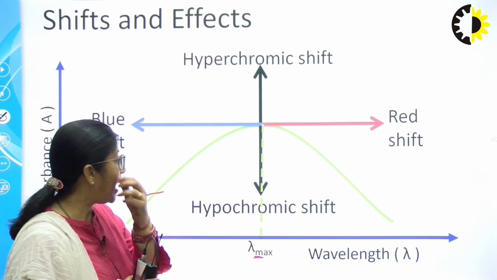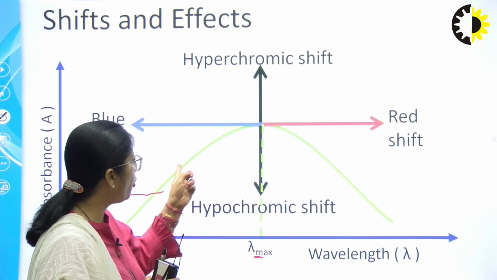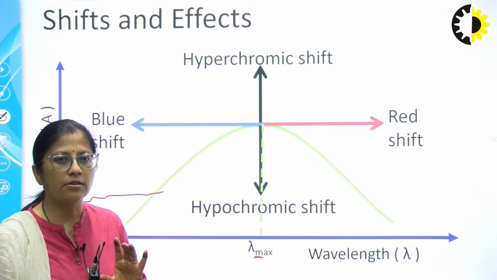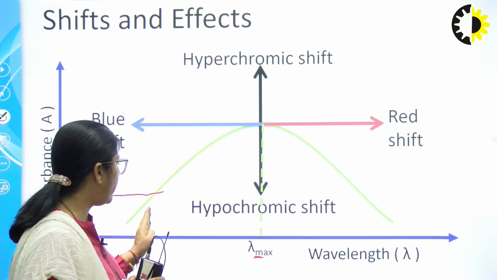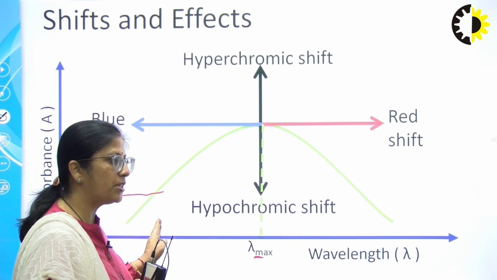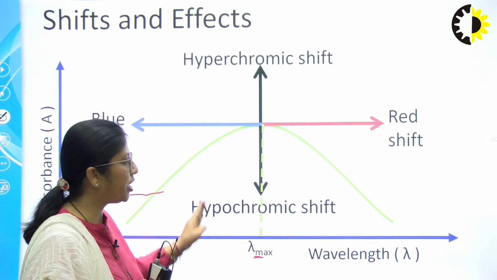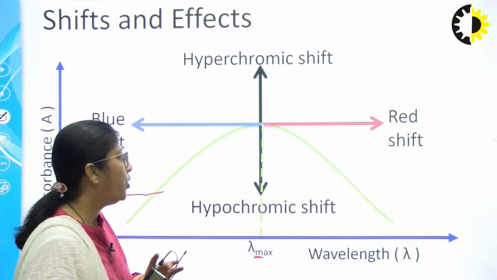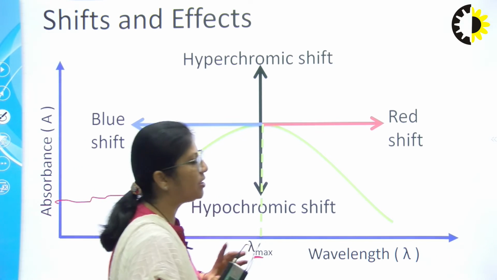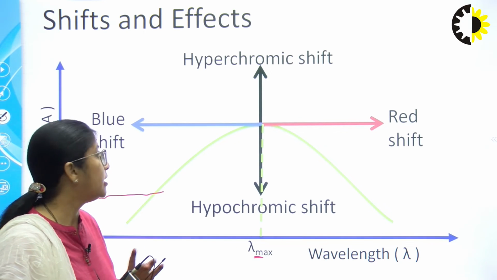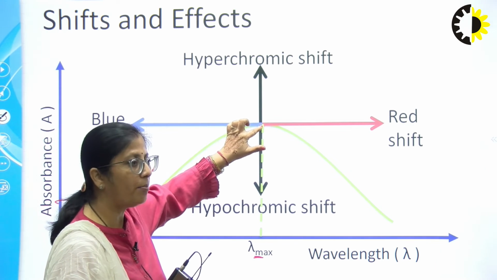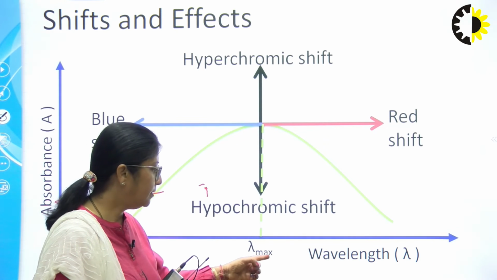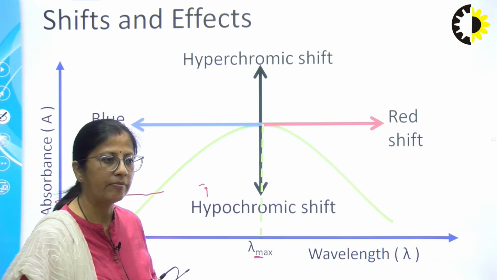It is not that every substance will show constant absorbance in the entire range. No. At 200 nanometer, some absorbance is going to be seen, at 250 something else, 300, 350, 400, the absorbance is going to vary. So, in the range from 200 to 800 nanometer, the point at which the substance is showing maximum absorbance is the value of lambda max. That is the wavelength maxima.